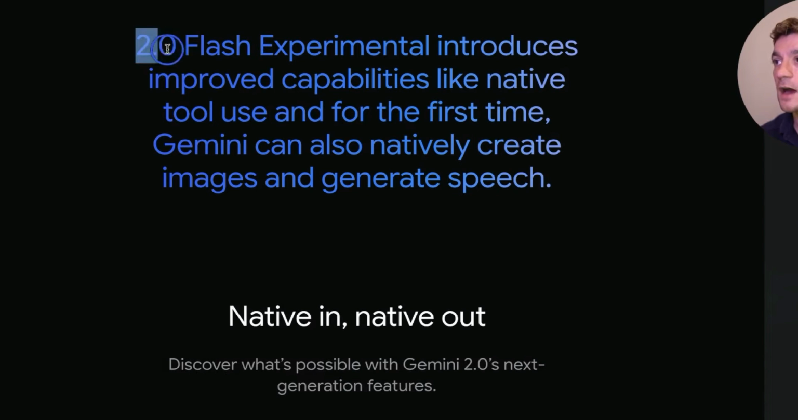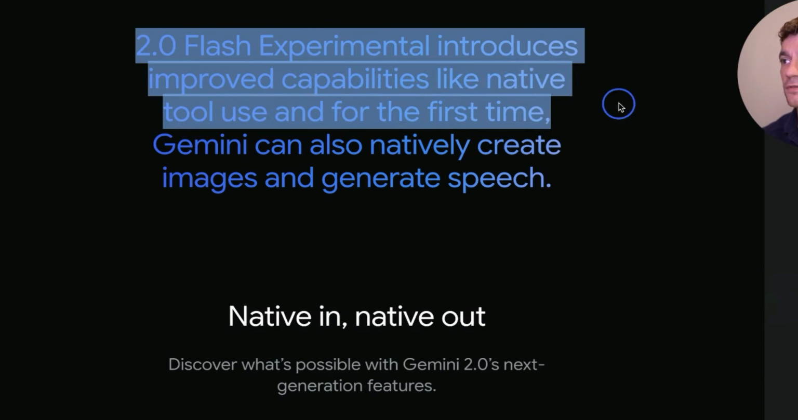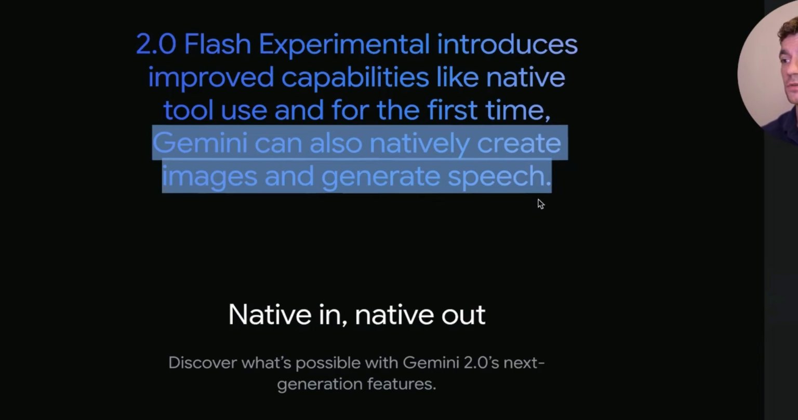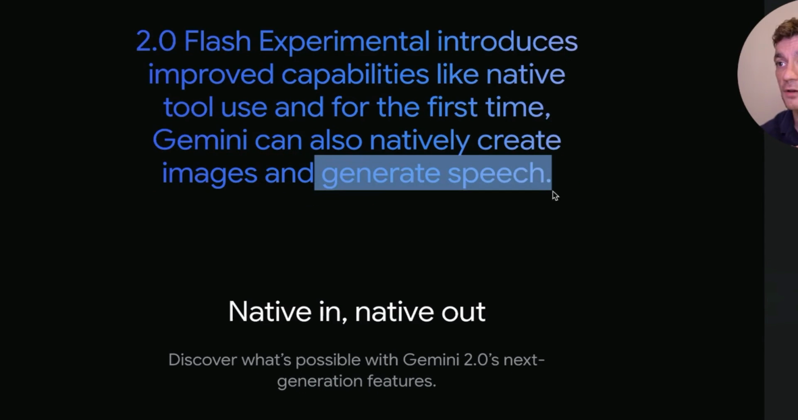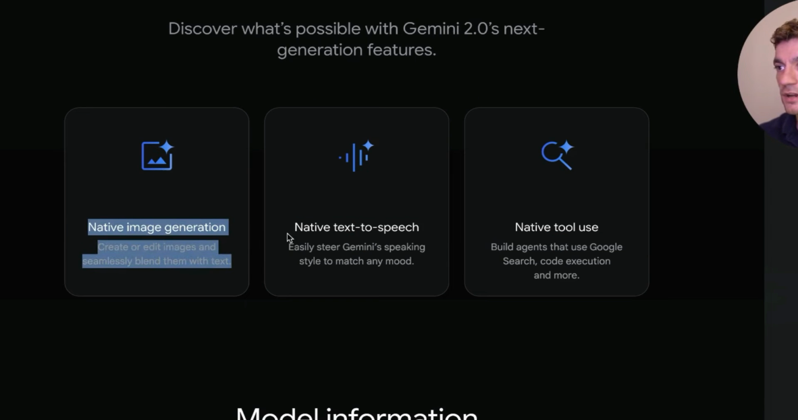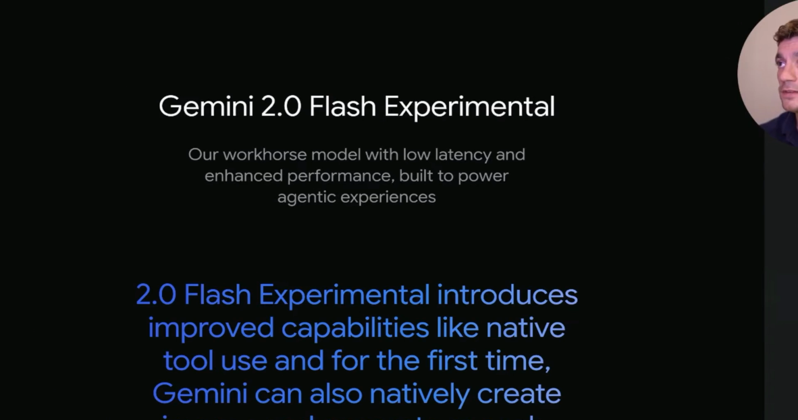So you can see here how they've explained 2.0 Flash Experimental introduces improved capabilities like native tool use, and for the first time, Gemini can also natively create images and generate speech, which is pretty wild. It can actually generate speech right now. You can't do that in ChatGPT, you can't do it inside Claude, but you can do this inside Gemini Flash 2.0. So you can see here, you can generate images, text to speech, and you can also build out agents that use Google search and code execution, which has a lot of potential for different tools. We'll be coming on to that later, but this is a bit of a game changer.